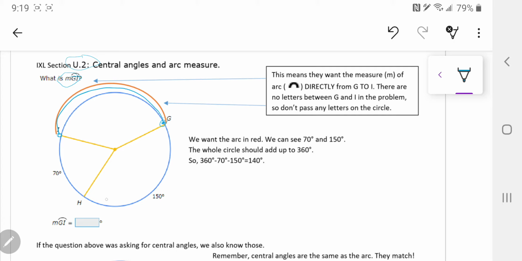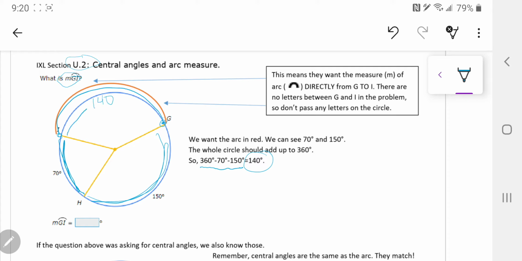Okay, so we know that this is 150 degrees. We know that this is 70 degrees. So we want to know how big this part is. Well, all of the angles in a circle and all of the arcs in a circle should add up to 360. So we take 360 minus 70 minus 150. We take the whole 360, subtract 70, take away this part, subtract 150, and you get 140. That's what's left here.